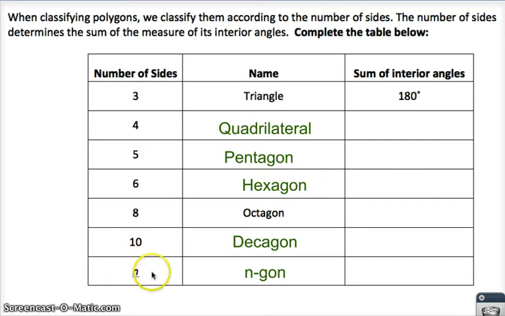In general, when you get to n sides and you don't know how many sides a thing has, and we have a lot of problems where we just want to start with a generic polygon of unknown number of sides, we refer to that as an n-gon, and then we can solve for n.